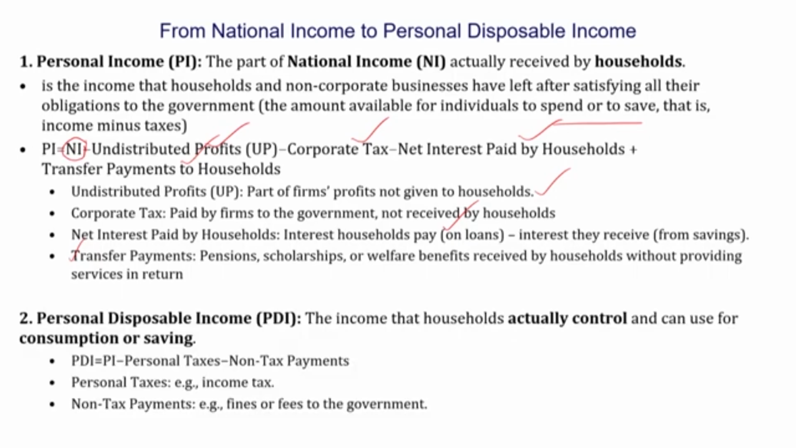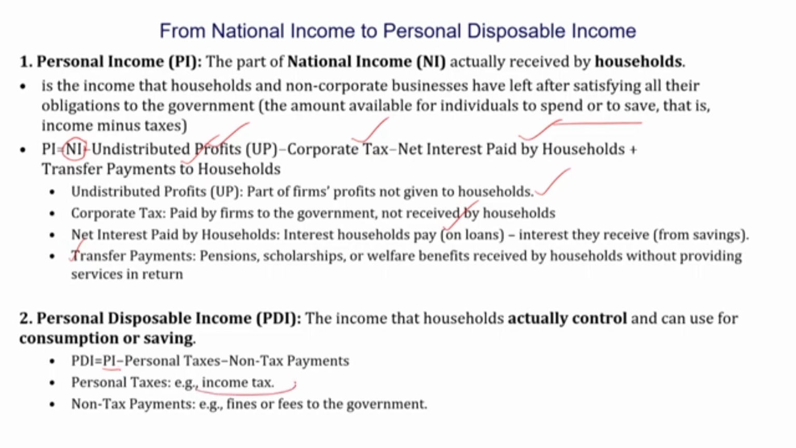Then coming to the final one, the personal disposable income. Personal disposable income means the income that households actually control and can use for consumption or saving. So when you get, for example, 50,000 or 1 lakh from your job or any other income source, out of that you need to pay some portion to the government as income tax. When we subtract the income tax, we get personal disposable income. So personal disposable income means personal income minus personal taxes.